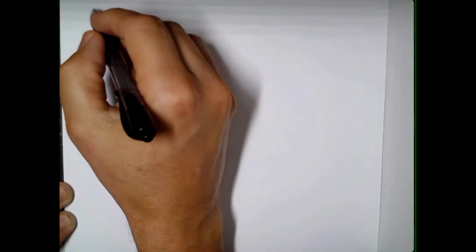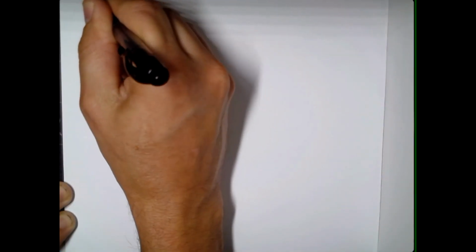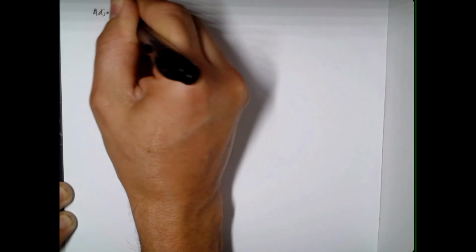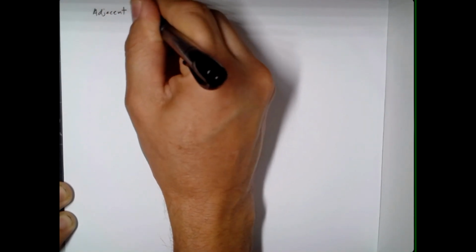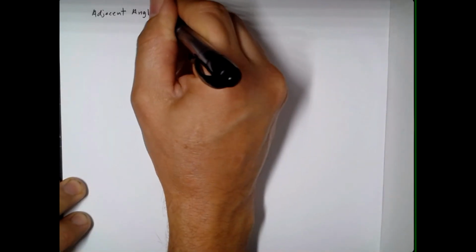Alright, first I'm just going to make an example of an adjacent angle. Now you already have some definitions from your teacher, so I'm not going to rewrite the definitions. I'm just going to show you some examples of some different angles so that you can see what they look like and what they don't look like. And so over here on the left, I'm going to go ahead and write an example, adjacent angles example.